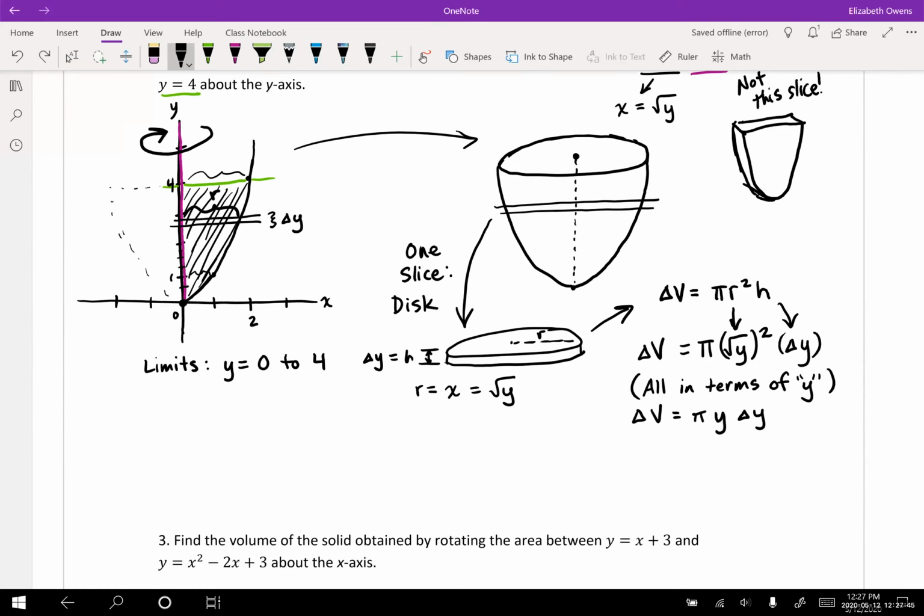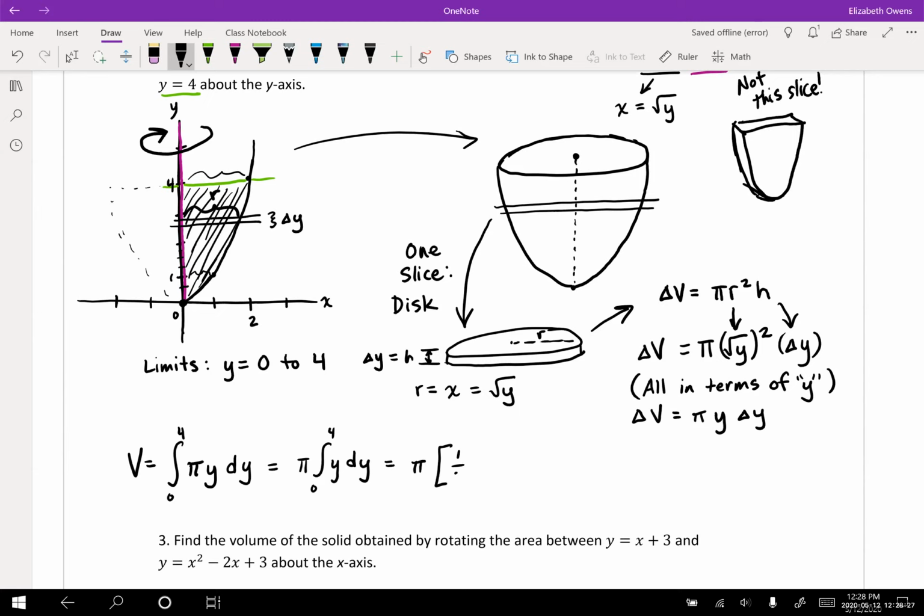Cool. And so now we can set up our integral. The full volume of this, we're going to integrate from 0 to 4. And then we'll basically stick in that delta V expression, pi y, and then instead of delta y, we're going to say dy inside the integral. Once again, coming up with the integral is the hardest part, because now integrating this hopefully is not too challenging. Pull that pi out if you like.